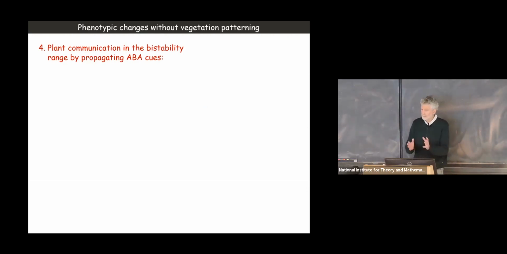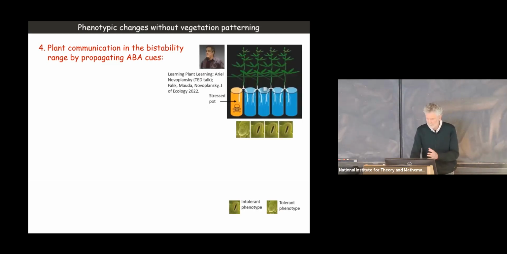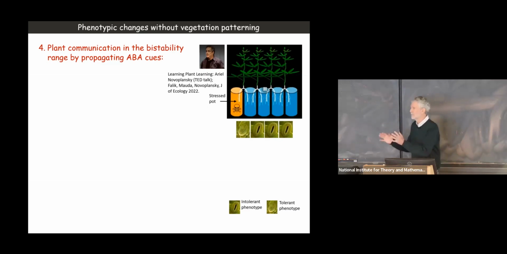Okay, another insight is plant communication in the bistability range by propagating ABA cues. And here I want to describe a beautiful experiment that has been done by my colleague, Ariel Novoplansky. There's also a nice TED talk by him, Plant Learning, that I recommend listening to. In that experiment, they took a series of pots and planted plants so that each plant has roots in two adjacent pots, as illustrated here.